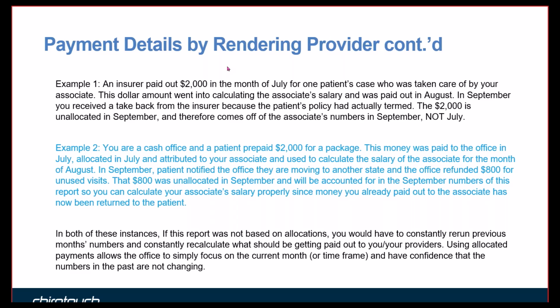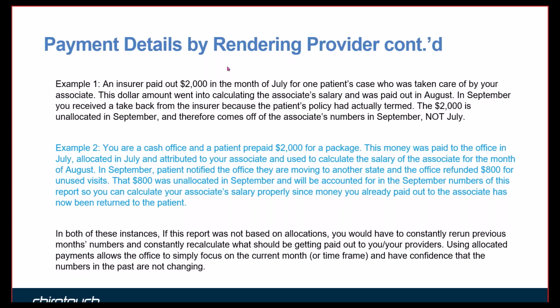Well, September rolls around and this patient happens to let you guys know that they're moving to another state. They're not going to be able to finish their plan of care that they had prepaid for, and you need to refund them $800 for that unused care. So the way the system is set up right now in cloud is to unallocate that $800 in the month of September. That way you can make sure that you're accounting for the fact that the $800 was returned.